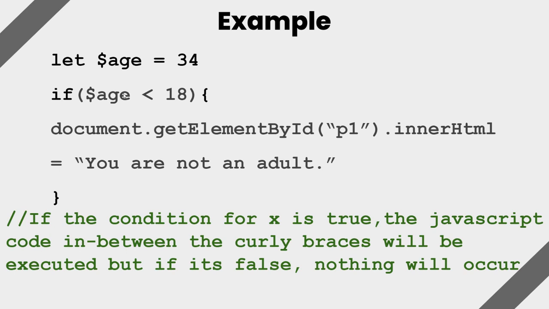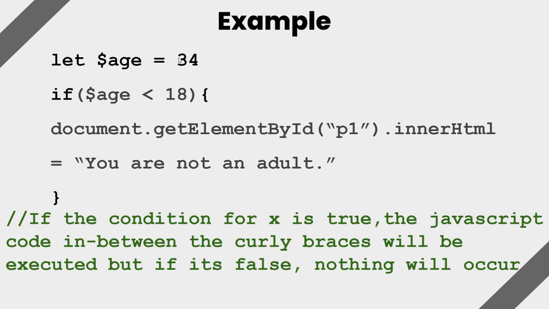Now talking about the code within the curly braces, we have our document.getElementById with an ID name of P1, and this is assigned the string value of "You are not an adult". So the only way this particular code can execute is if the $age is lesser than 18.